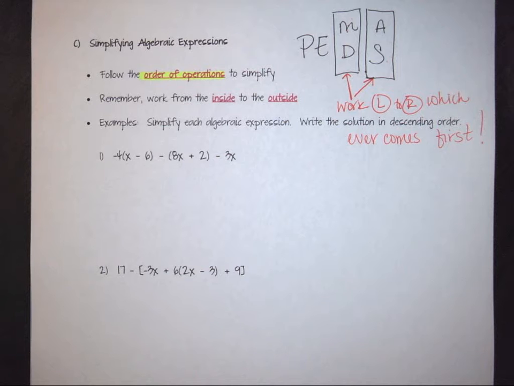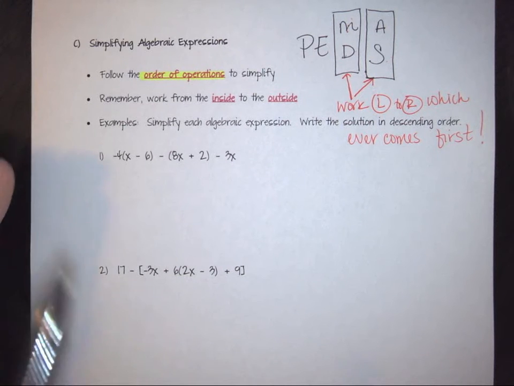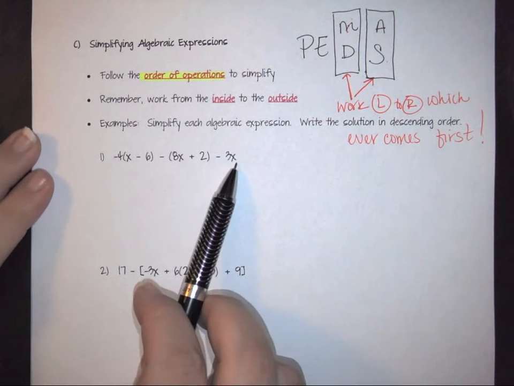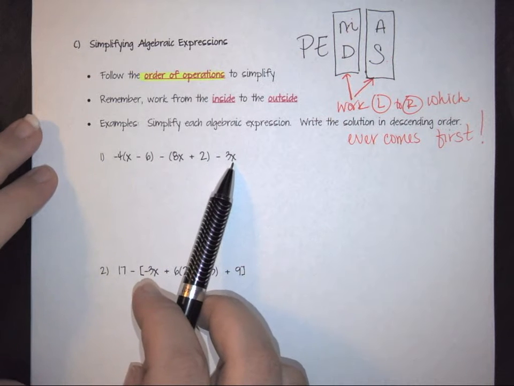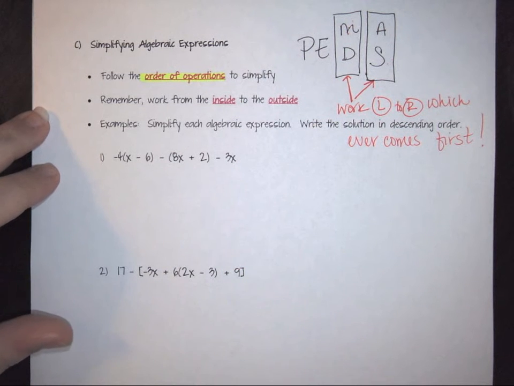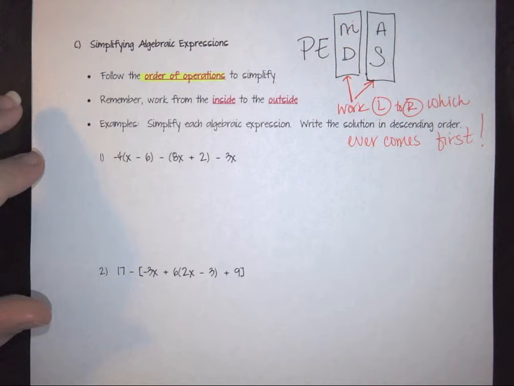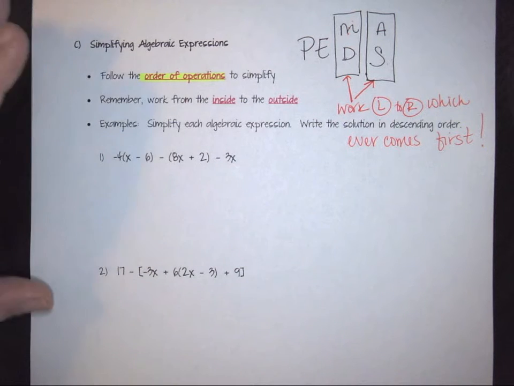Okay. So I just have a couple examples here to walk through how some of this works so that you can see it firsthand. So here I've got this big long equation, and what I need to do is simplify my expression and then write it in descending order. In other words, write it like we would a polynomial.